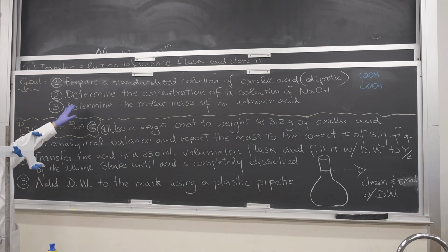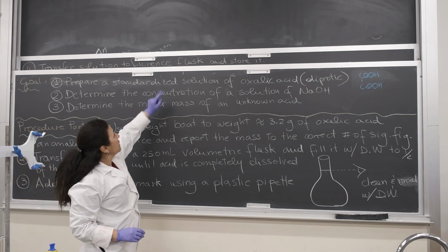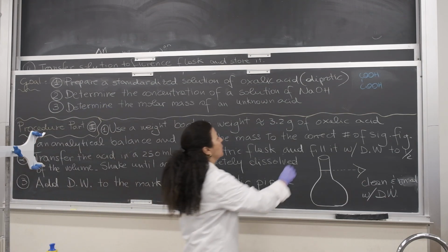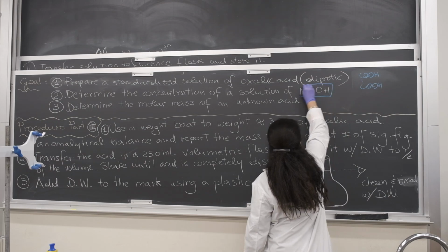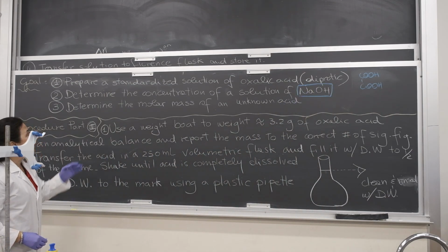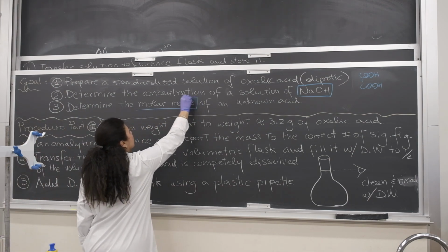Determine the concentration. Then the second step is we use the standardized oxalic acid to determine the concentration of a solution of sodium hydroxide. And then finally, I will distribute unknowns for which you will determine the molar mass.